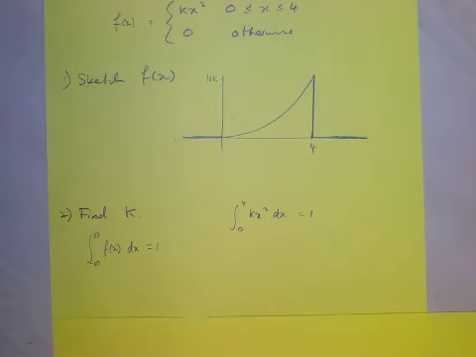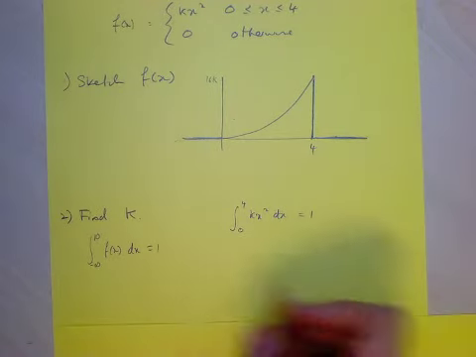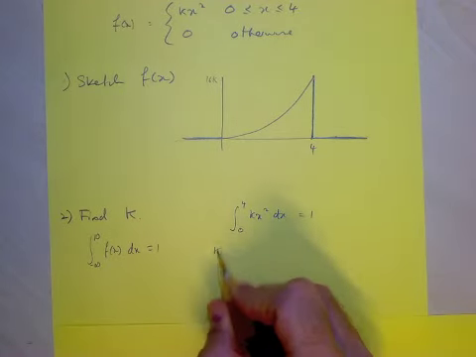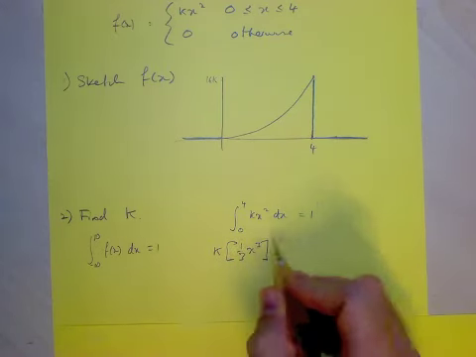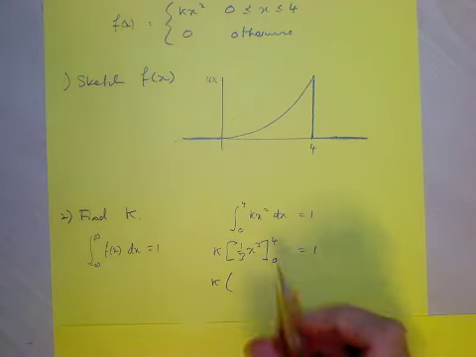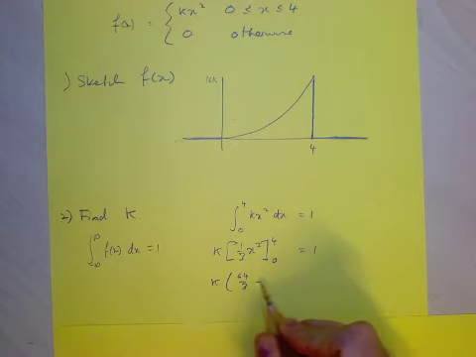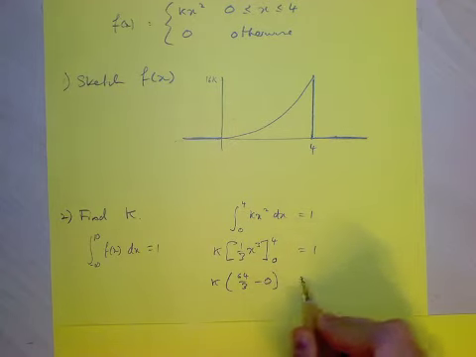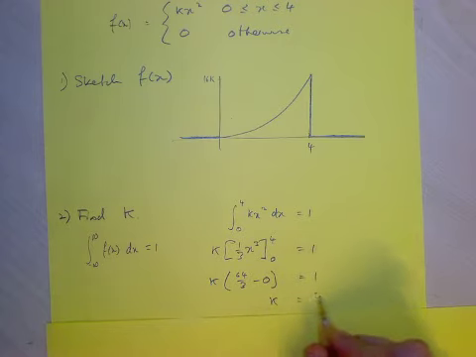And I can solve this equation. In this case, fairly straightforward to do by hand. Let's go through. I can pull out the k. I can integrate the x squared, a third x cubed, between the limits of 4 and 0 is 1. So k, substitute 4 in, so that's 64 thirds, minus substitute 0 in is nothing, is 1. So k times 64 over 3 is 1, so k must be 3 over 64.